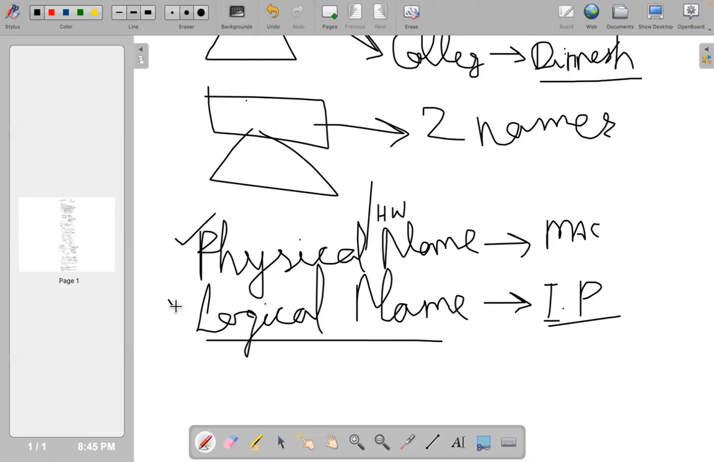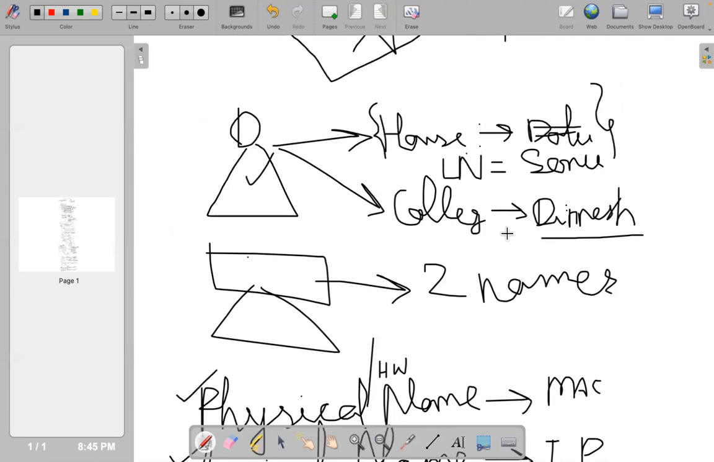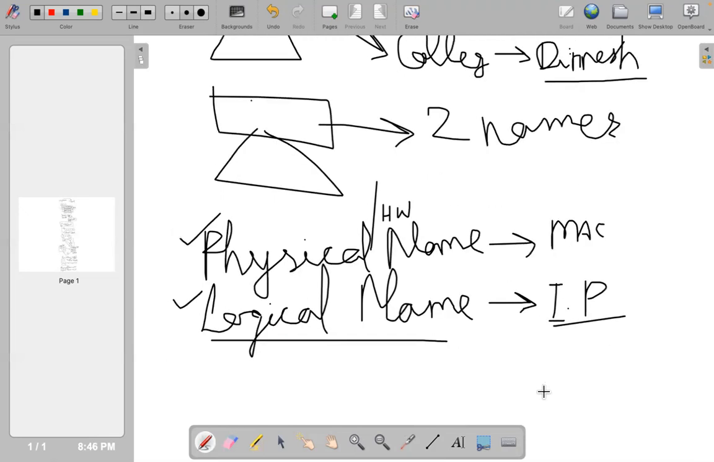Yes, a system will have two addresses. One is physical, which you can think of as a nickname, a hardware ID, because nobody might know it by that name. But a logical name, like in the colony, Dinesh, is the IP address, which will be known by all over the world, right?